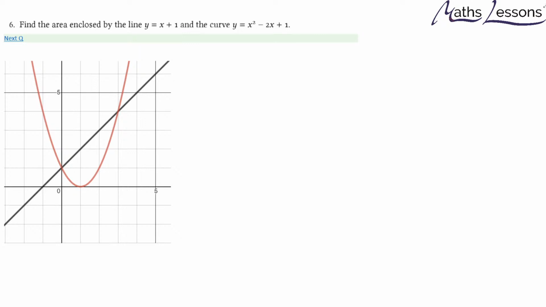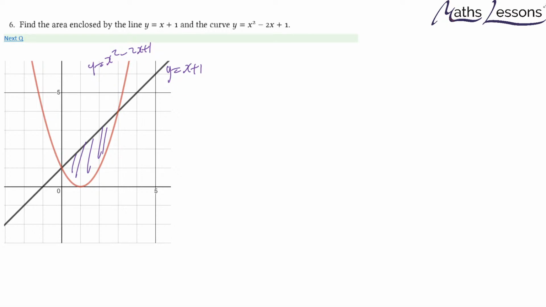Right, that might have been a bit time pressured. It's good to do some questions under time pressure. So we want to find the area enclosed by the line y equals x plus 1 and y equals x squared minus 2x plus 1. So this is y equals x plus 1, and this is y equals x squared minus 2x plus 1. What we can see is the area we want is below the x plus 1 and above the x squared minus 2x plus 1.